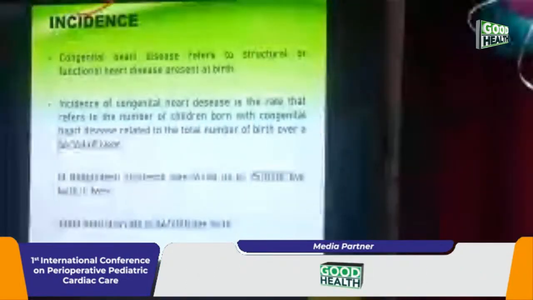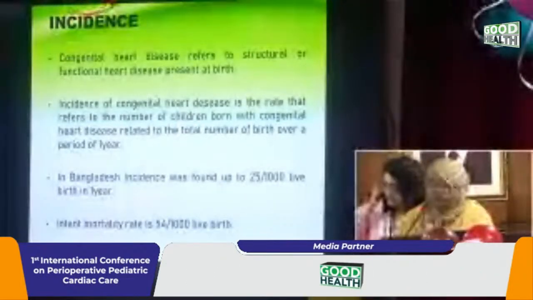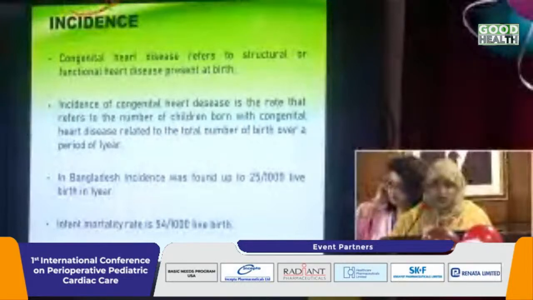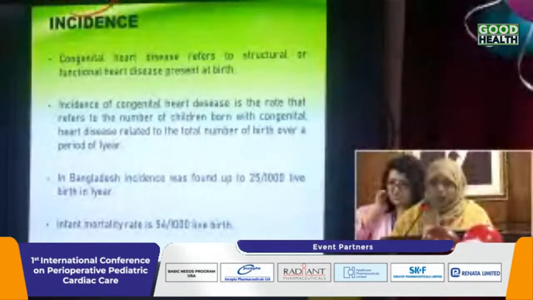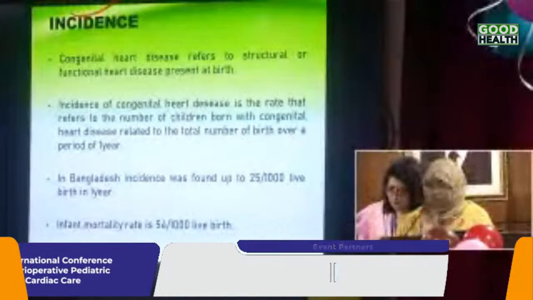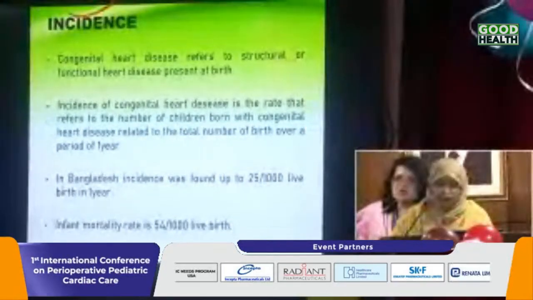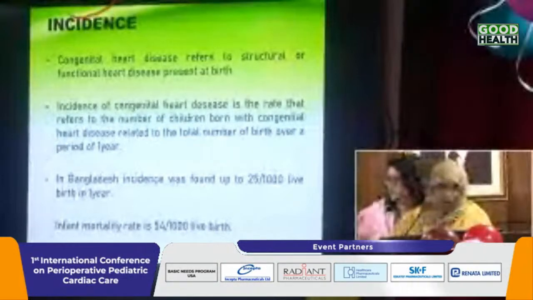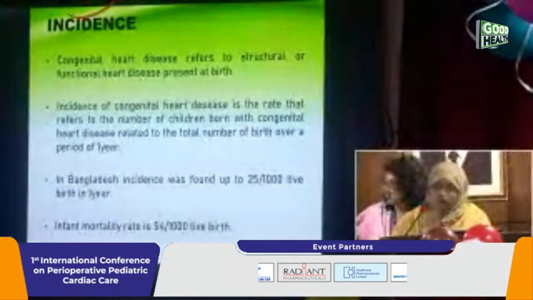Incidence: congenital heart disease refers to structural or functional heart disease present at birth. Incidence of congenital heart disease is the rate that refers to the number of children born with congenital heart disease related to the total number of births over a period of a year. In Bangladesh, the incidence was found up to 25 per 1,000 live births per year. And infant mortality rate is 54 per 1,000 live births.